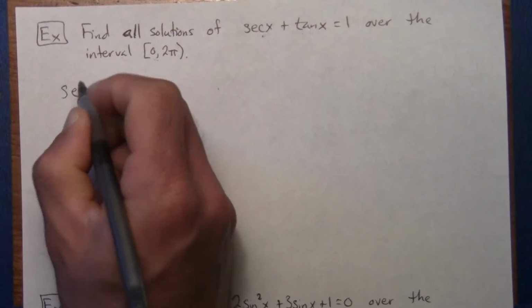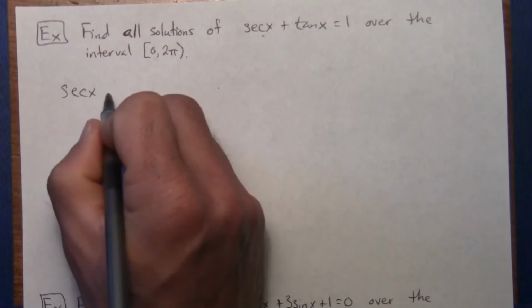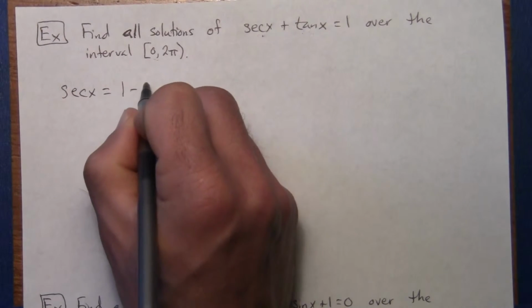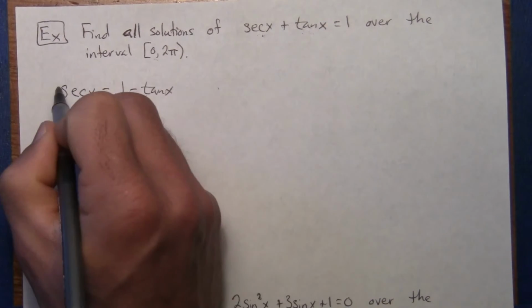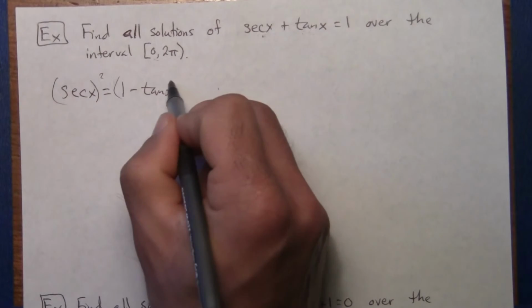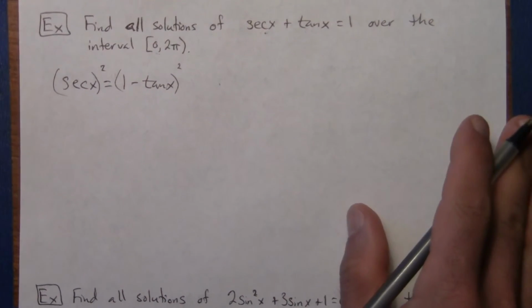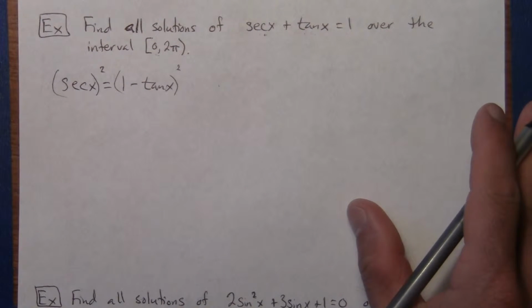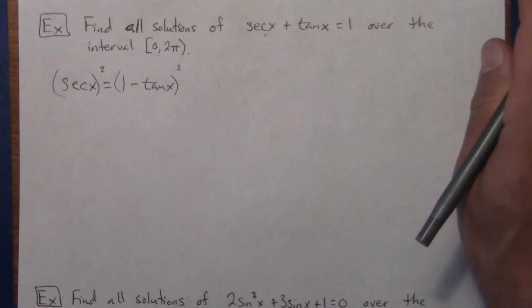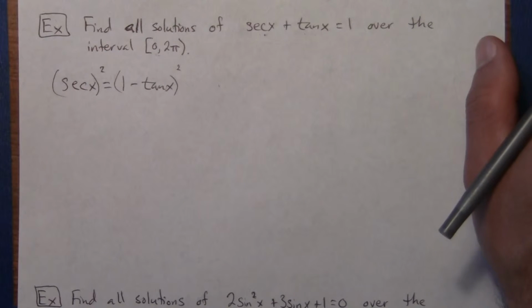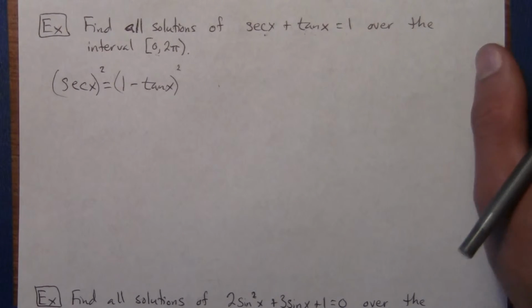So I'm going to isolate one of them. In other words, I'm just going to subtract whichever one I want to. I'm going to subtract the tangent over to the right. And then I'm going to square both sides. Now keep in mind, like we said in the notes, anytime you square both sides, it's possible that one of the answers you end up with, or more than one answer that you end up with, doesn't actually work. So you're going to have to be careful. This is one where I'm going to have to check my answers at the end.